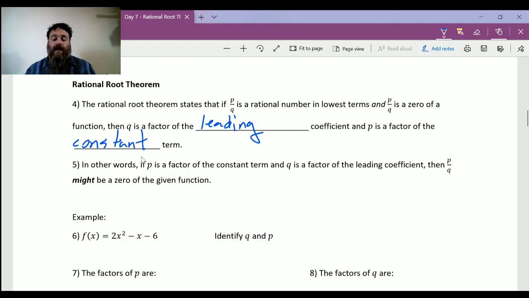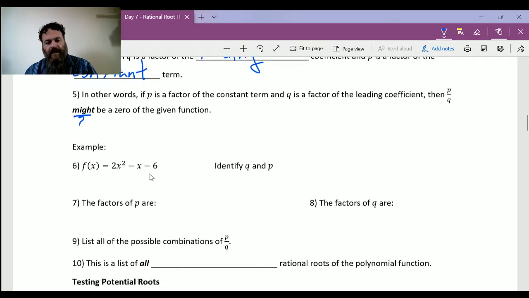All right, a lot of words. We're going to break it down here. In other words, if P is a factor of the constant term, Q is a factor of the leading coefficient, then P over Q might be a zero of the given function. Here's what I mean. Okay, this is your P. This is what's going to go on top. This is your Q. This is going to be what goes on the bottom.